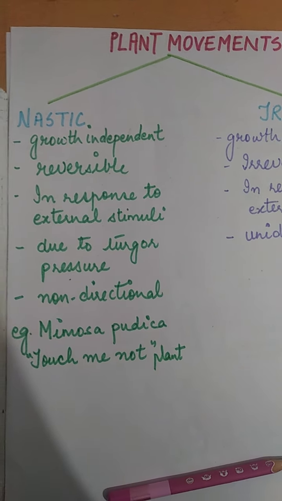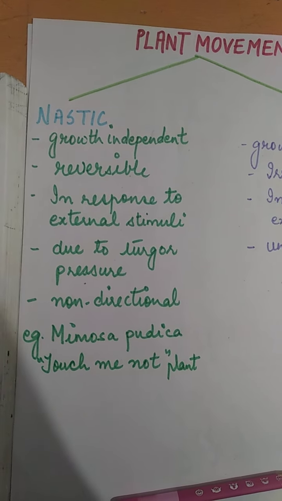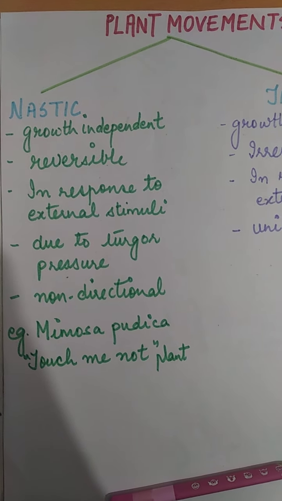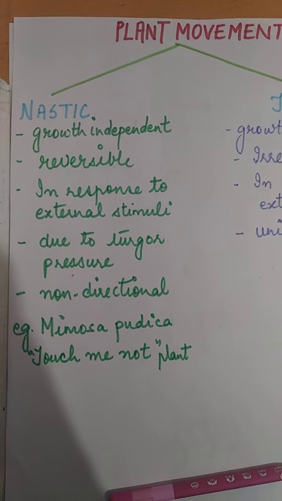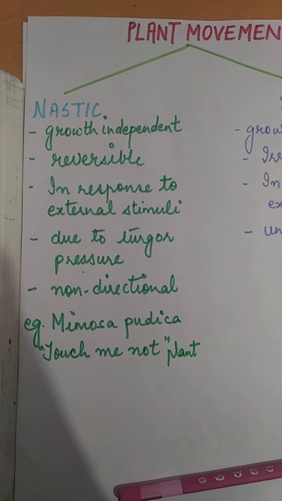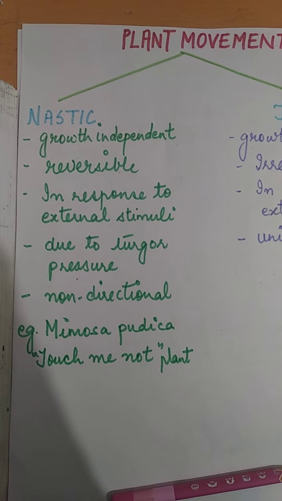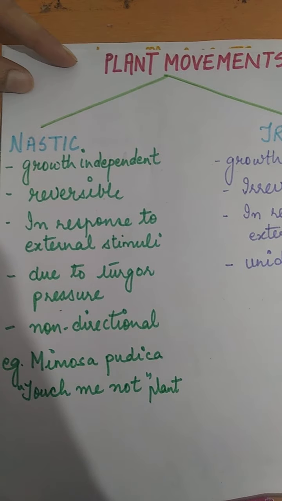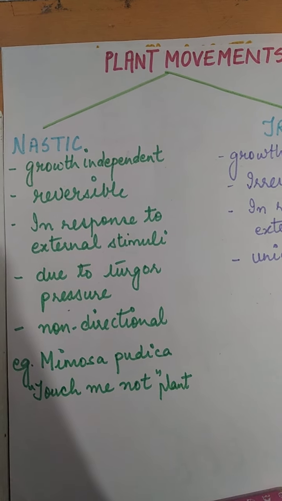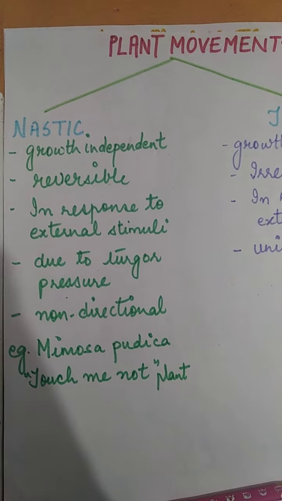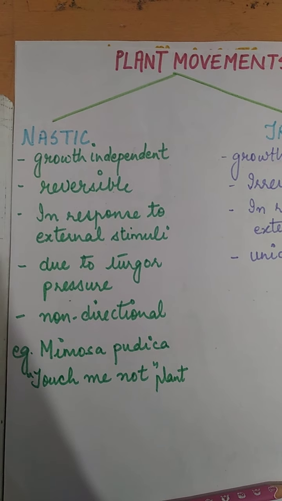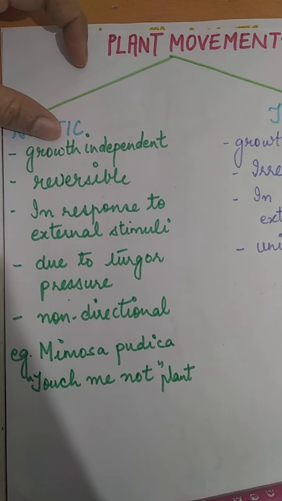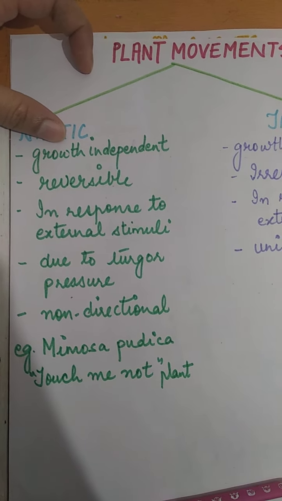I know you haven't understood anything because I've just read the characteristics of nastic movements. Now I'll explain these characteristics one by one. We'll take an example of a plant, Mimosa pudica, which is also known as the touch-me-not plant. If you happen to touch that plant, you have seen that the leaves close whenever you touch them. After some time they open up again. Do you see any growth changes in the size of the leaves? No, the leaves remain the same size.